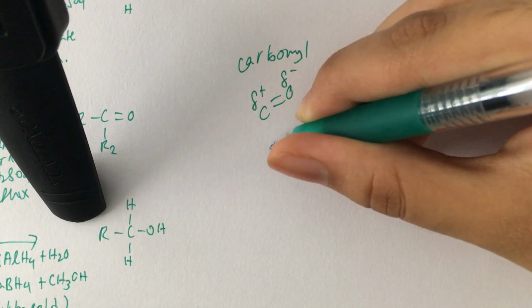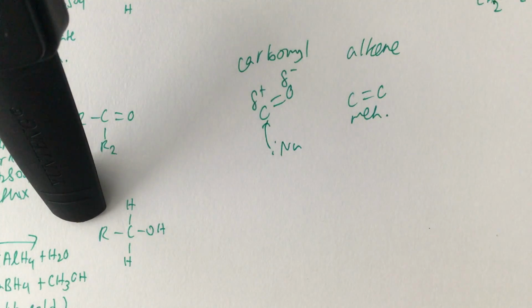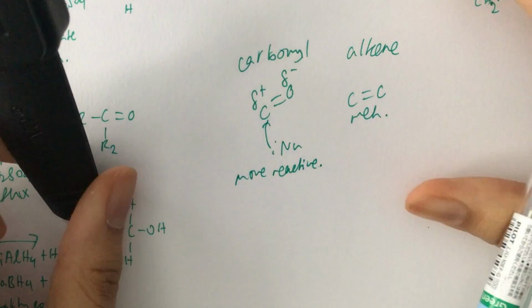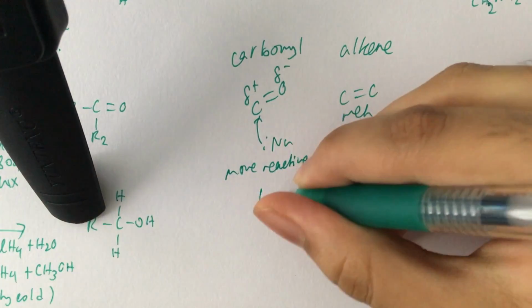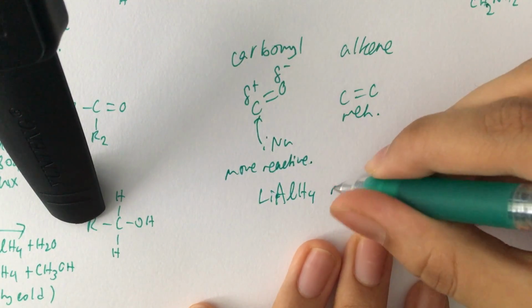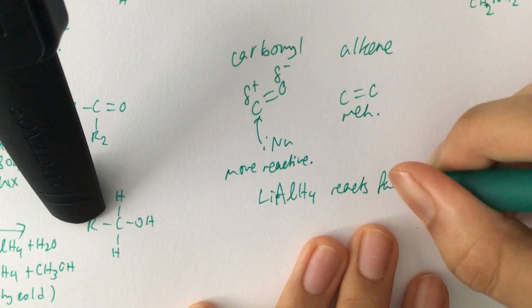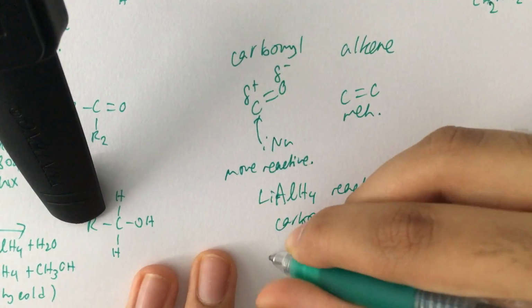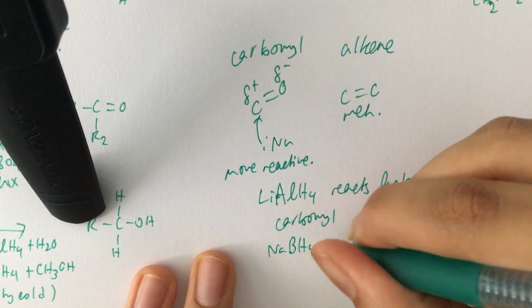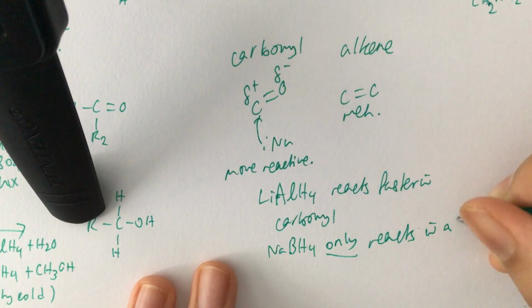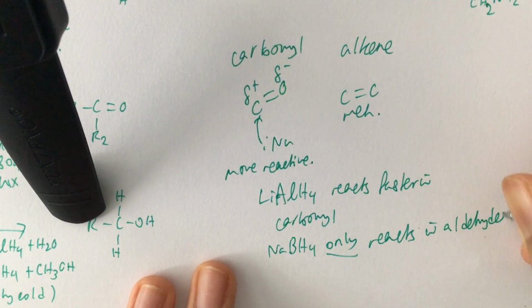And yeah, it will be more attractive to nucleophiles, especially the carbon part of it. And that means that lithium aluminum hydride will react more favorably with carbonyl versus alkenes. But if you want to be even more obvious, if you use a weaker reducing agent like NaBH4, it will react with aldehydes, like it will react with the carbonyl compound, but it will not react with alkenes. But lithium aluminum hydride reacts with mostly a lot of things.